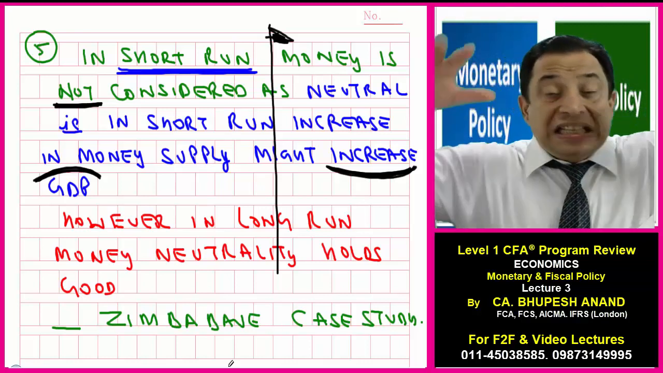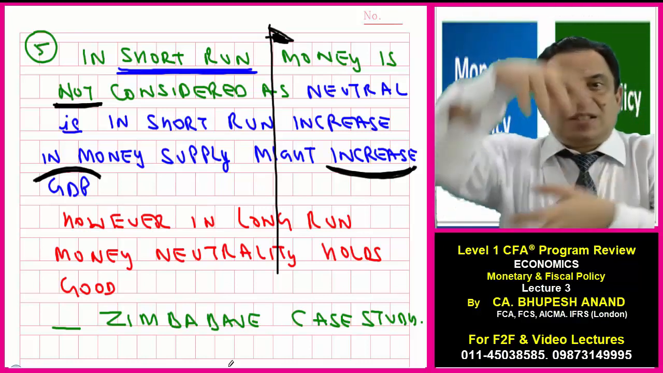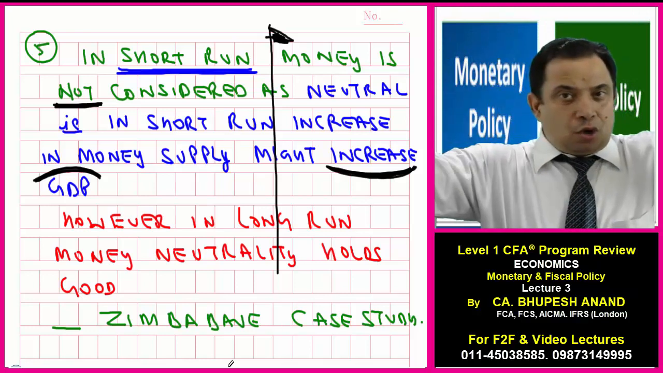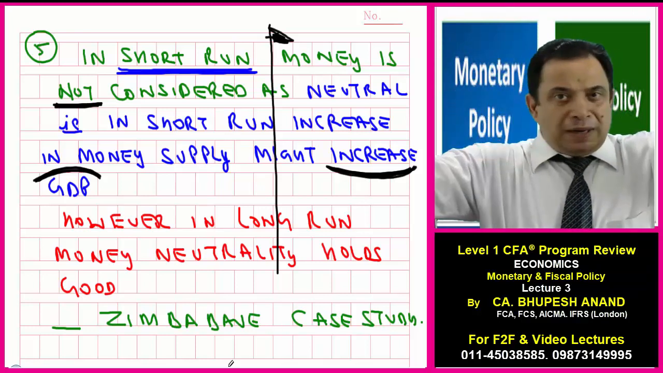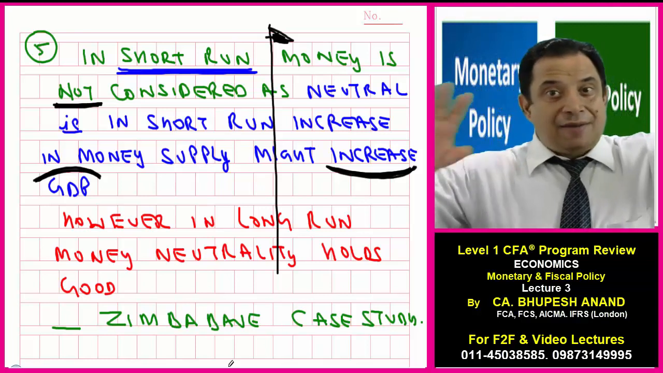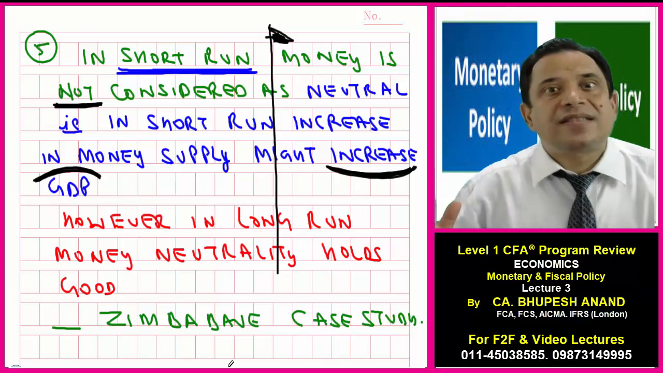So my dear friends, this process is named as money creation process. Within this money creation process, I have told you multiplier effect. I have told you quantity of money supply. I have told you velocity of money, and I have told you money neutrality concepts. All are very testable for examination.